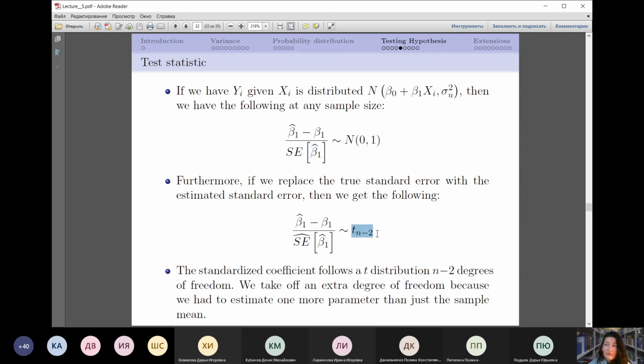For example, if in your model you have more than 2 parameters, for example, one intercept and let's say 2 independent variables, so 2 slopes, it means that the degrees of freedom here will be the number of observations minus 3. I hope that this is clear.